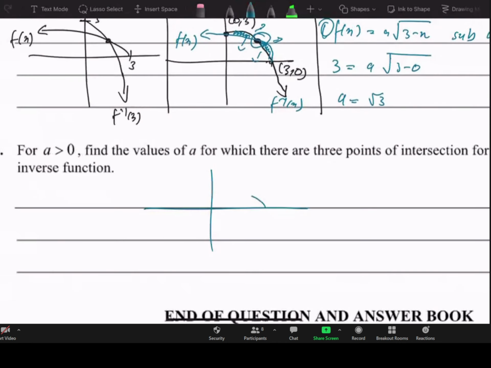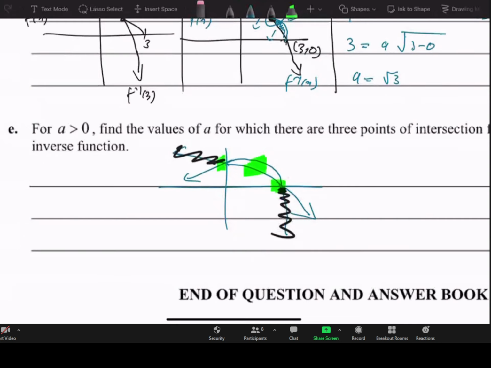I think I've extended the wrong parts of the graph, so just pretend this part and this part doesn't exist. But you want them to still meet at the endpoints. What we don't want happening is that there's no point in the middle. And that only happens when they're parallel at that middle point where they would have intersected.